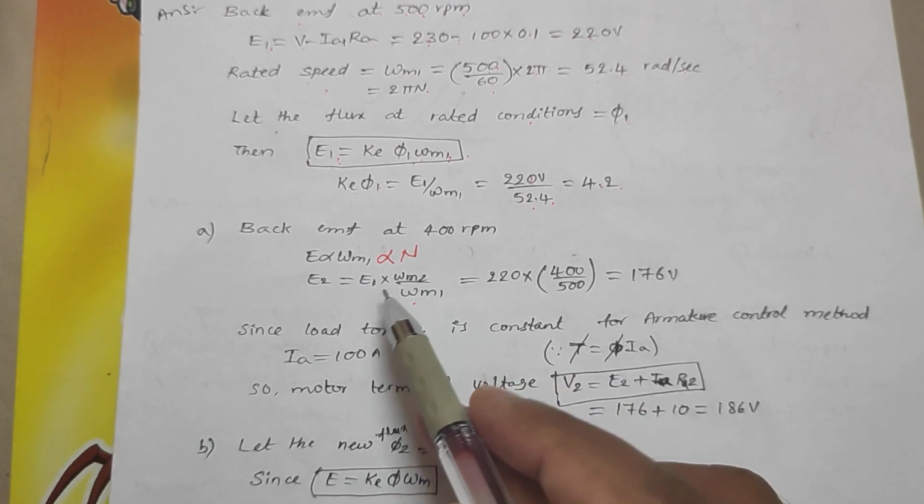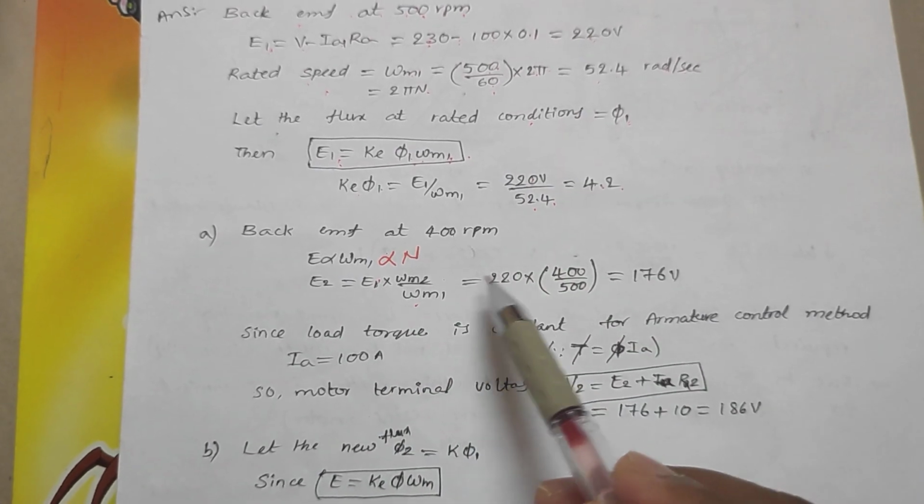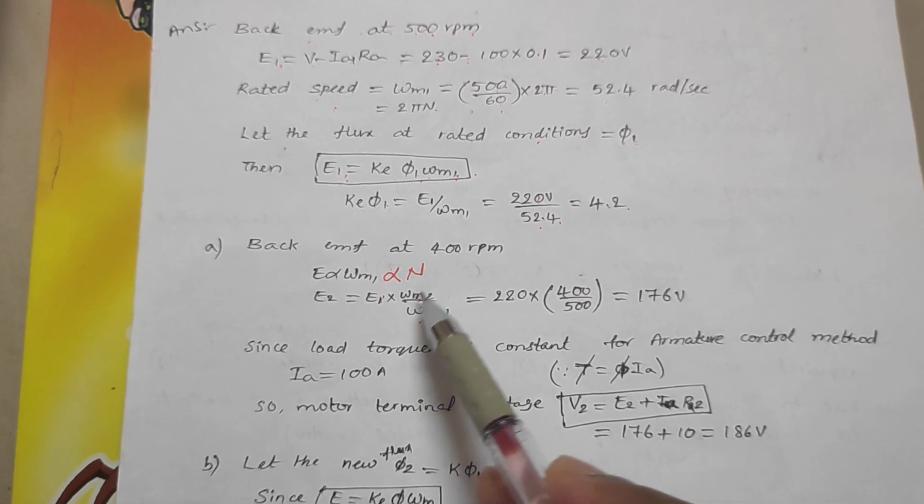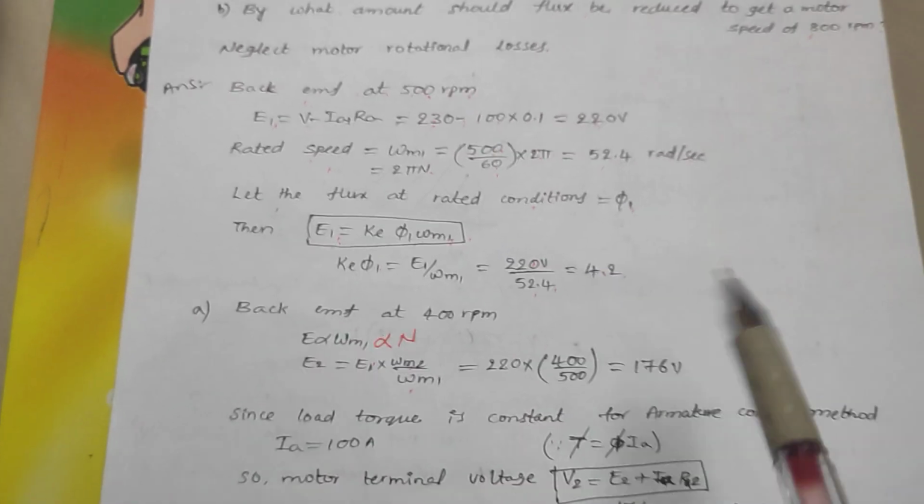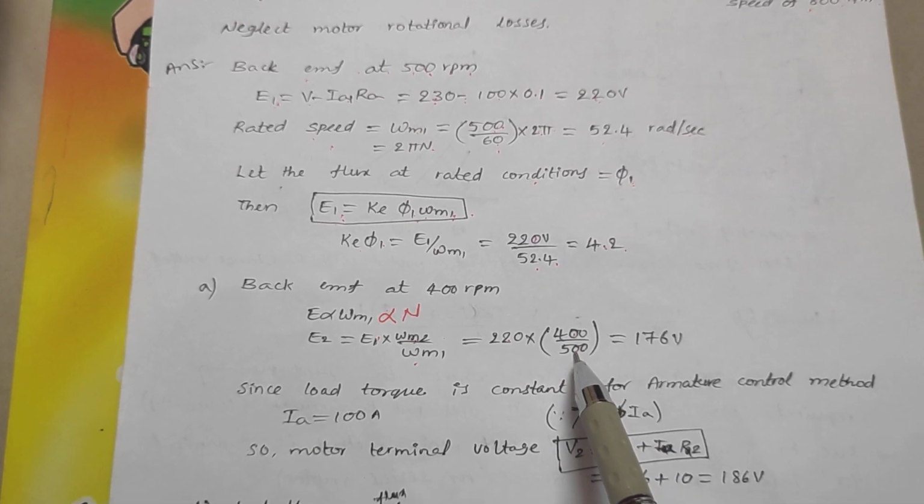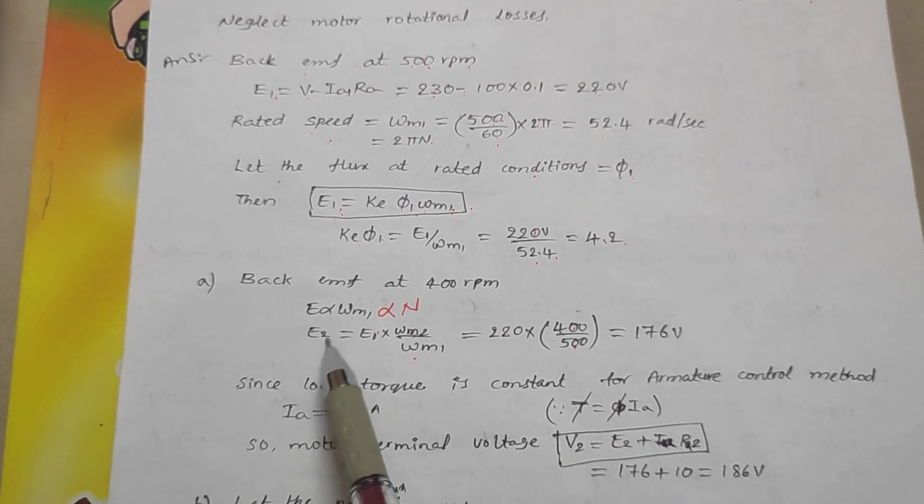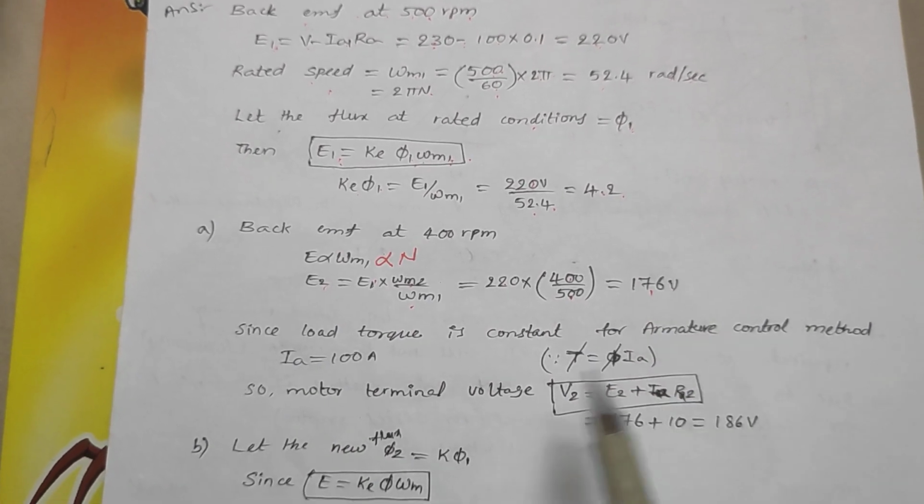That is equal to E1, which we already calculated as 220 volts, into the new speed of 400 rpm, which in the problem statement is reduced to 400 rpm, by the old or rated speed of 500 rpm. From here we get the E2 value, which is equal to 176 volts.